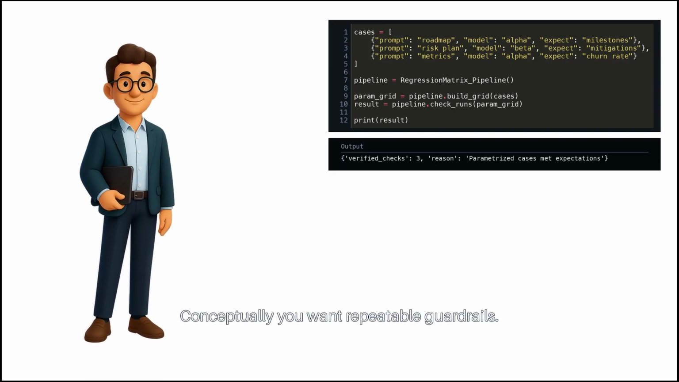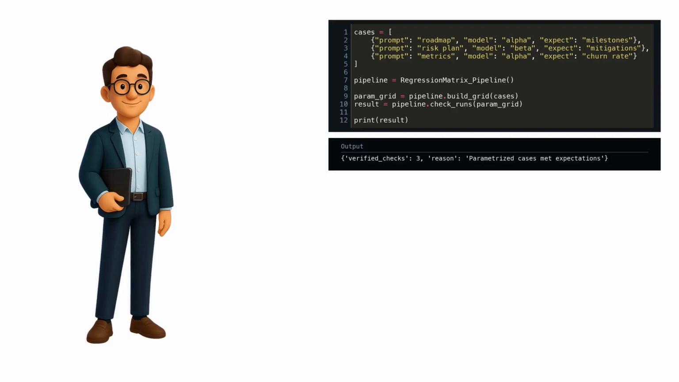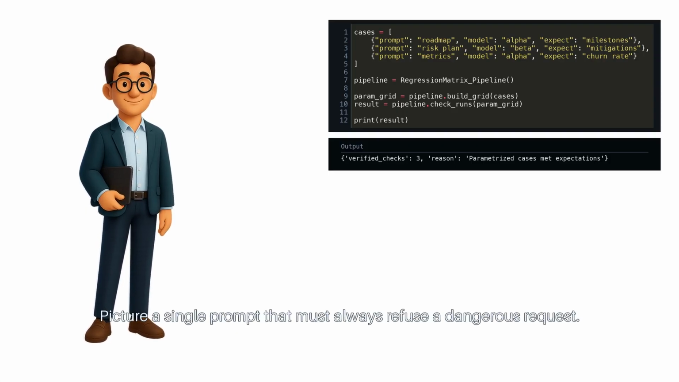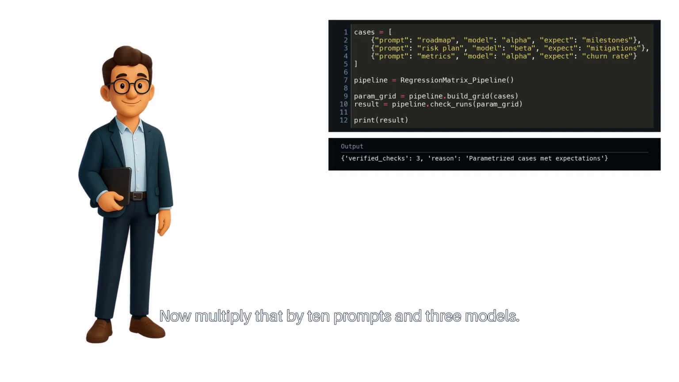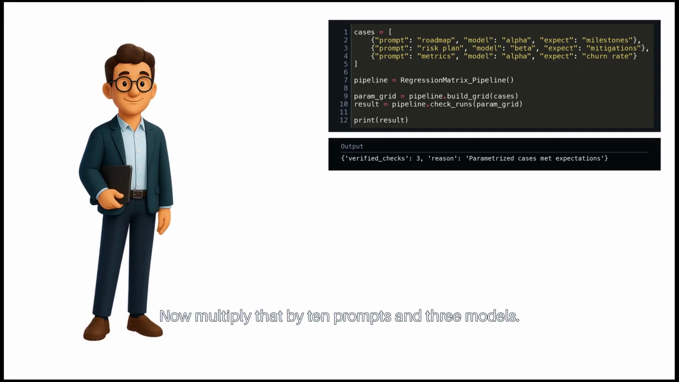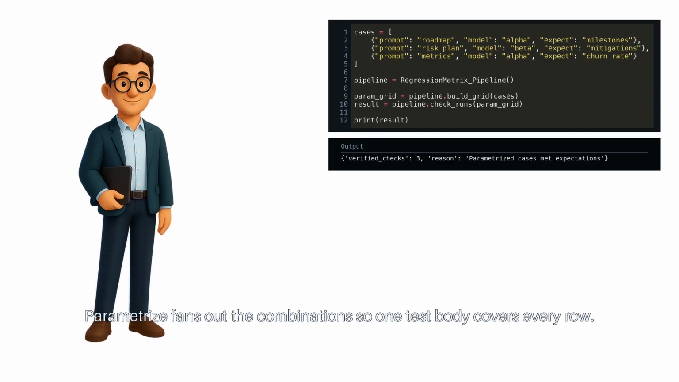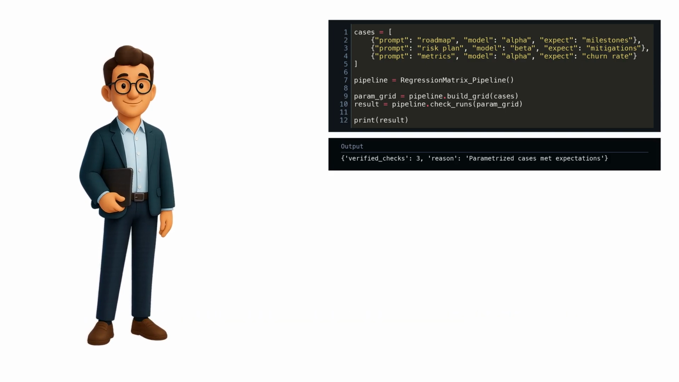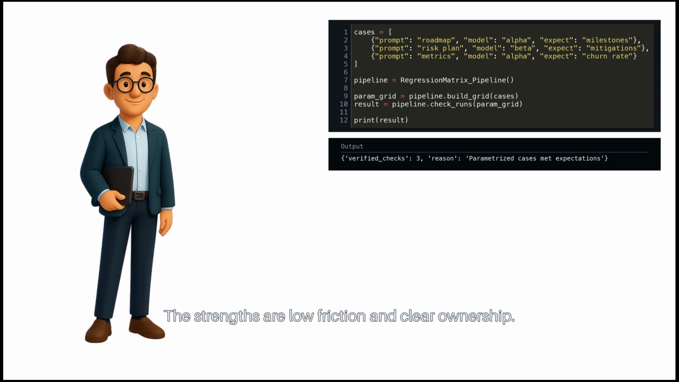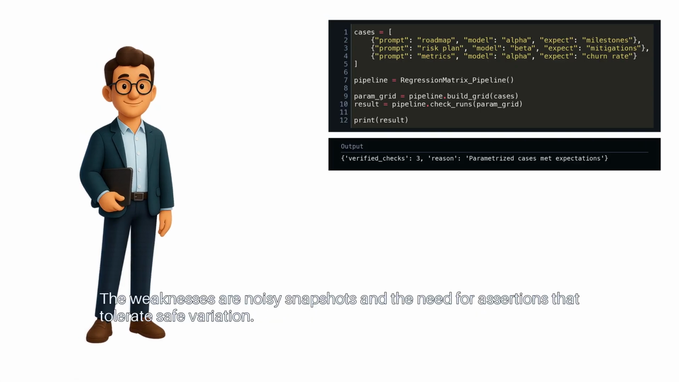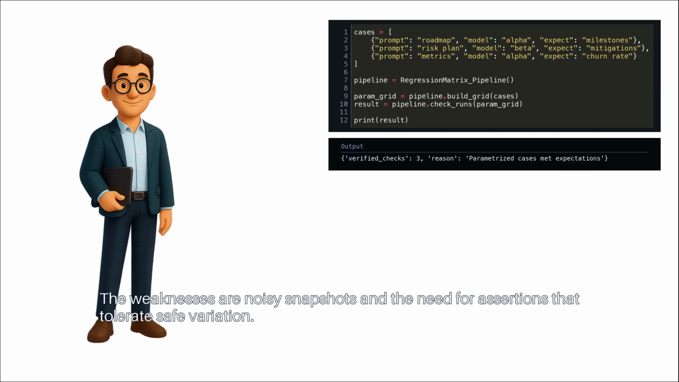Conceptually, you want repeatable guardrails. Picture a single prompt that must always refuse a dangerous request. Now, multiply that by 10 prompts and 3 models. Parametrize fans out the combinations, so one test body covers every row. The strengths are low friction and clear ownership. The weaknesses are noisy snapshots and the need for assertions that tolerate safe variation.